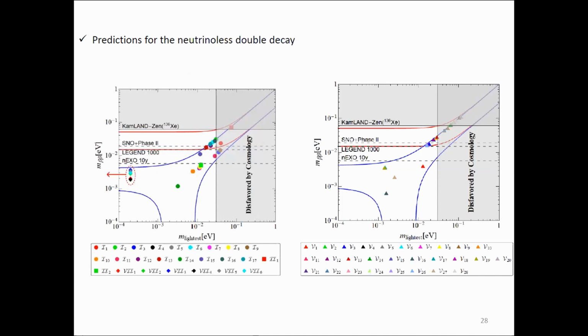And this is the prediction for neutrinoless double beta decay. Some of the models are already excluded by the cosmology data.